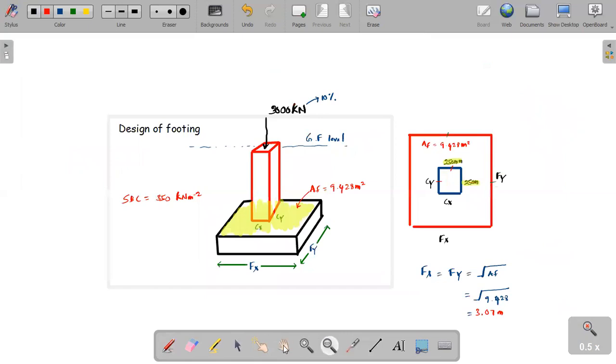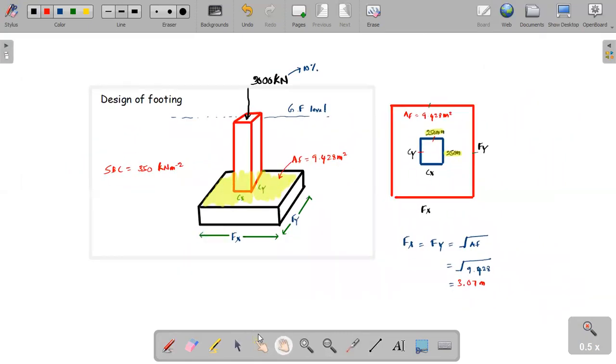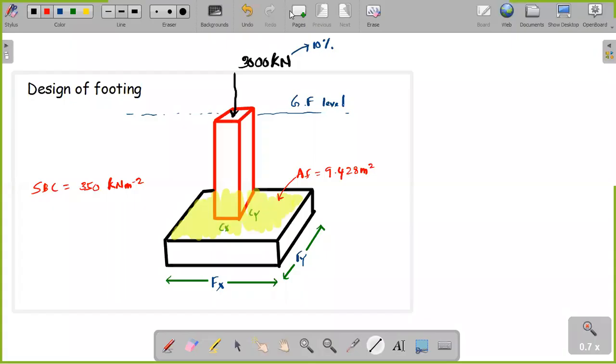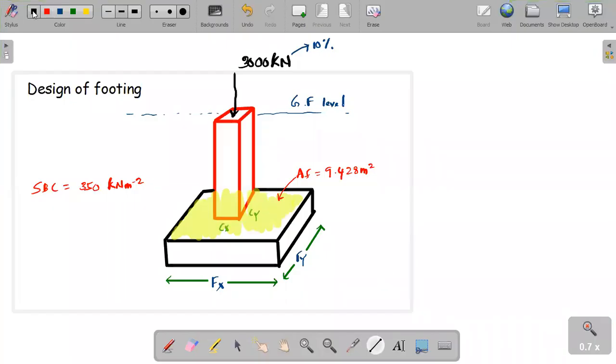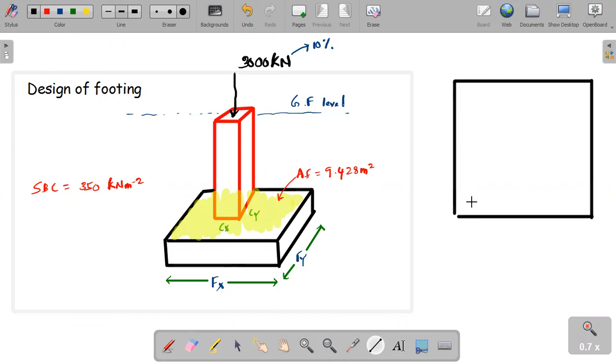But there are some columns with the rectangle type. Then let's identify how to find those values. Okay, please pause the video and write the answer, and let's discuss the next one. Okay, now let's draw the bird view of the new footing. Now the column size has been changed. For example, I will take a rectangular type column. This is the footing and this is the column.